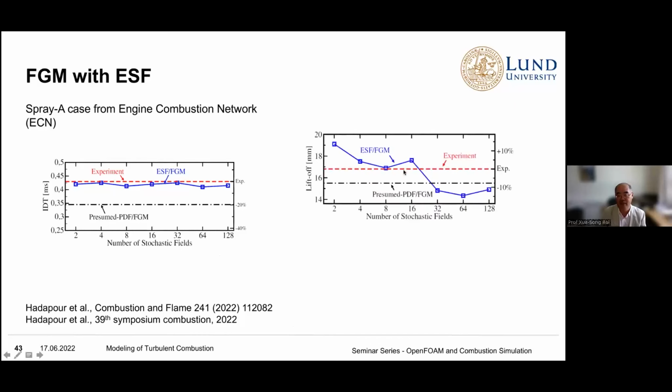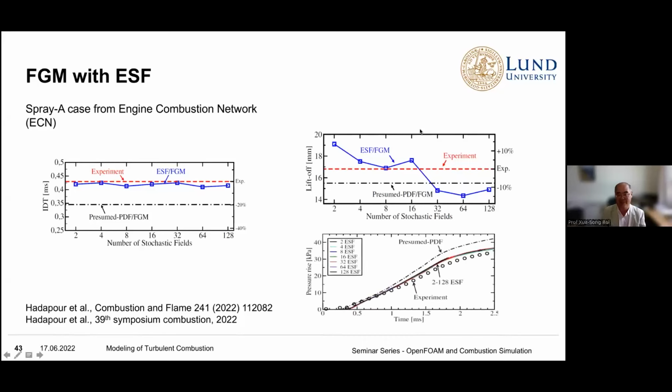And also here is a little bit strange, but it shows that with the correct number of stochastic fields, one can better capture the experiments. However, with more stochastic fields, it's not giving a better prediction. This is a bit of a mystery. We need to investigate it further.